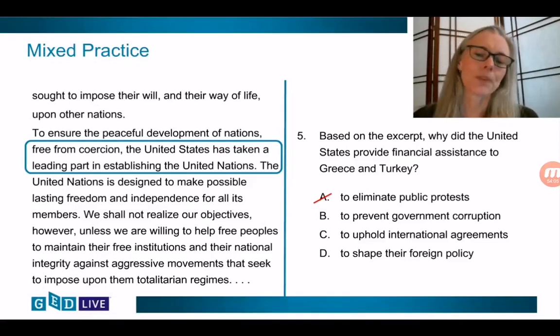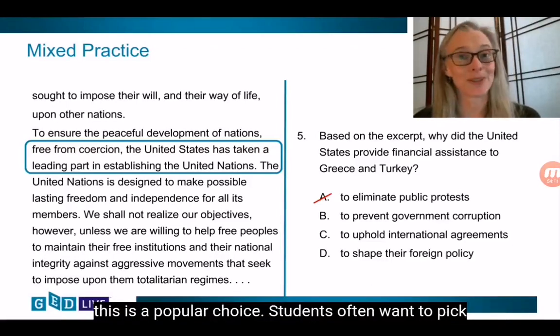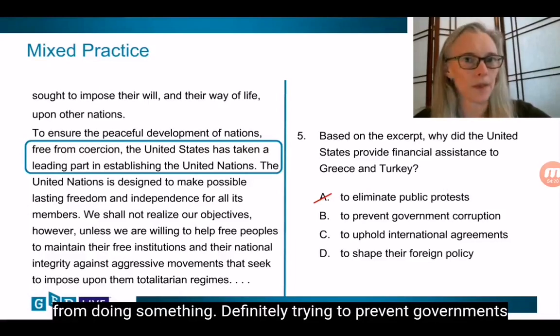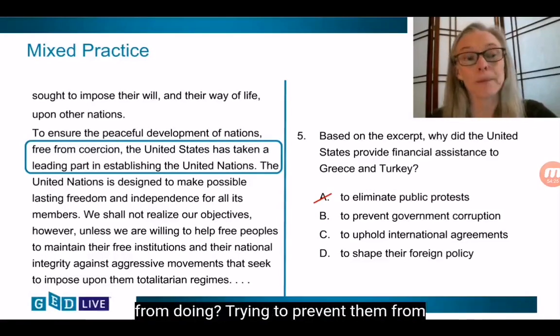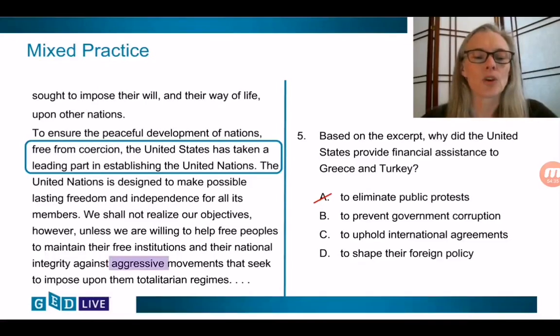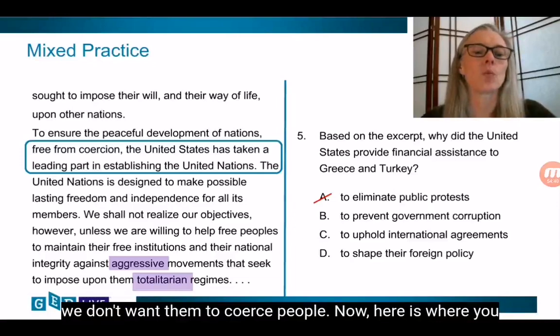Let's keep going. To prevent government corruption. Now, to be honest with you, this is a popular choice. Students often want to pick this choice because we are looking to try to prevent governments from doing something. Definitely trying to prevent governments from doing something. But what is it that we're trying to prevent them from doing? We're trying to prevent them from coercing, right? We don't want them to be aggressive. We don't want them to be totalitarian, right?